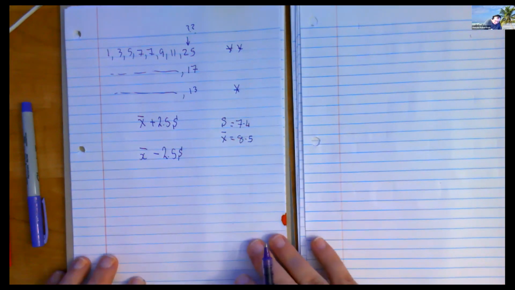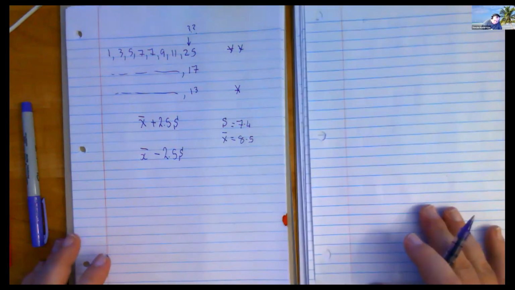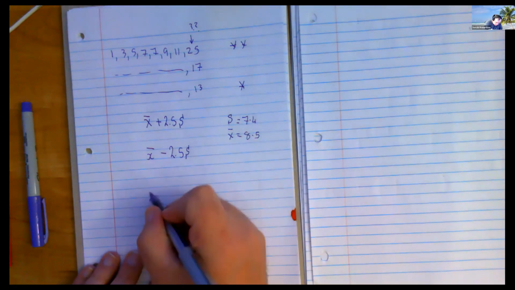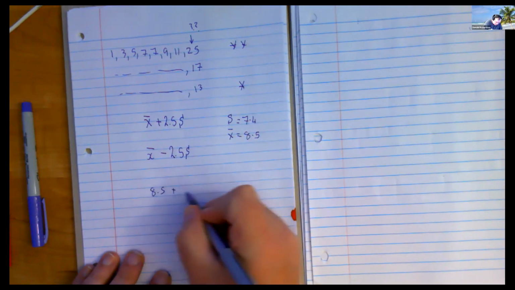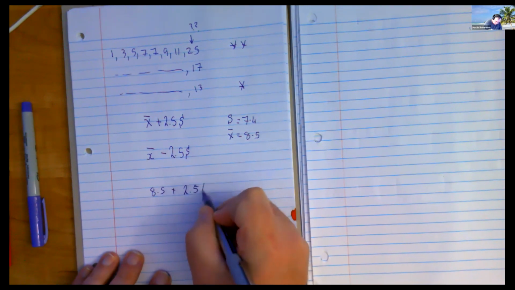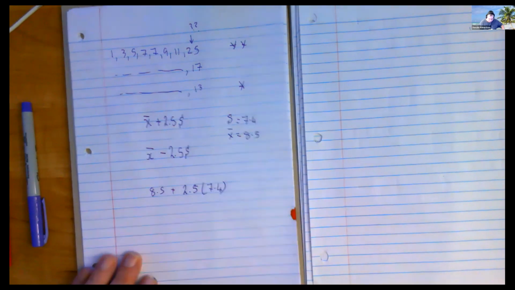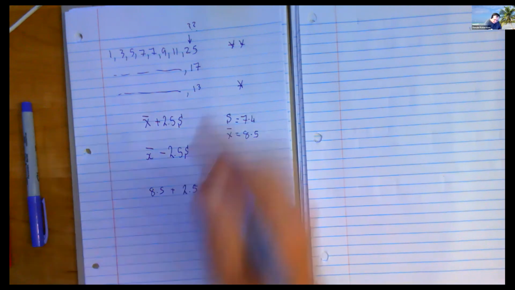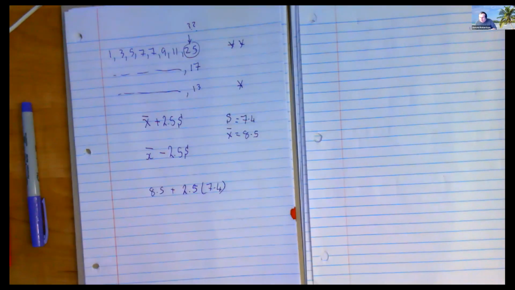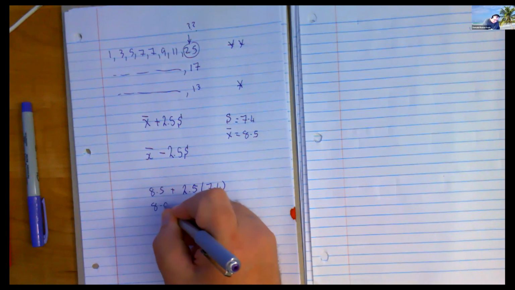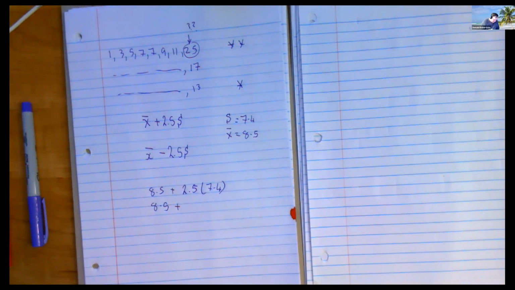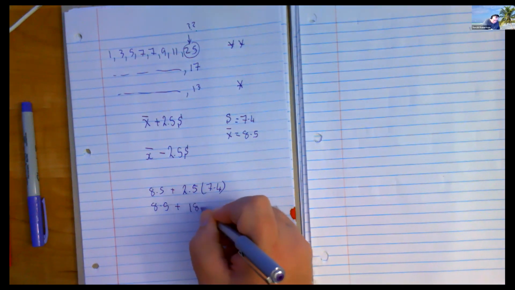So you take the mean, which is 8.5, and you add 2 lots of the standard deviation. And I have just discovered something. That guy doesn't count as an outlier. Let's see why. 8.5 add 2.5 times 7.4, which is 18.5.